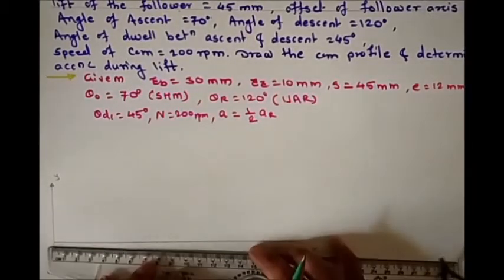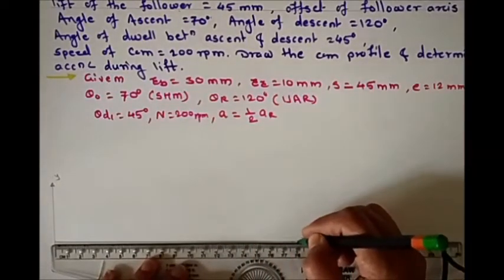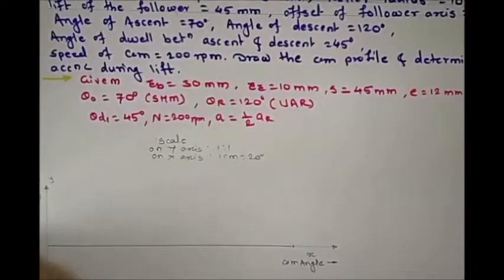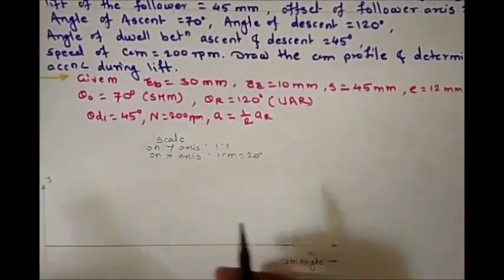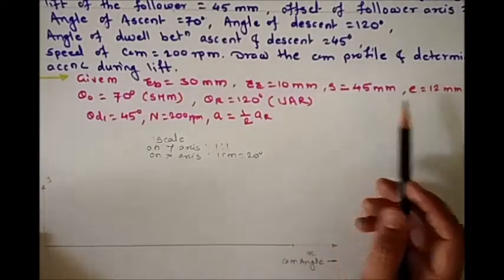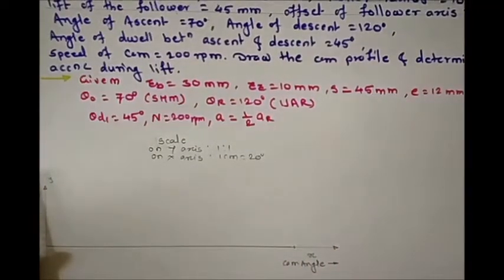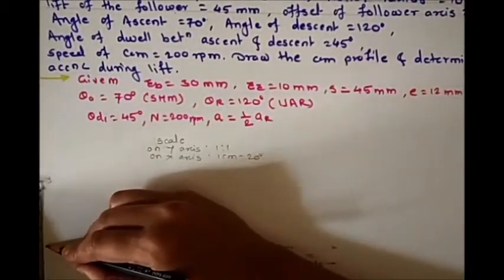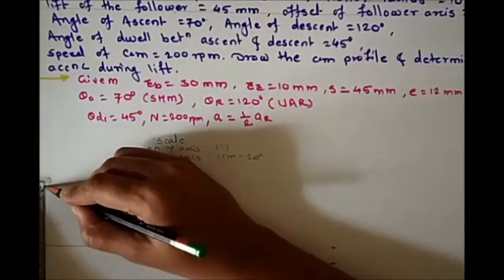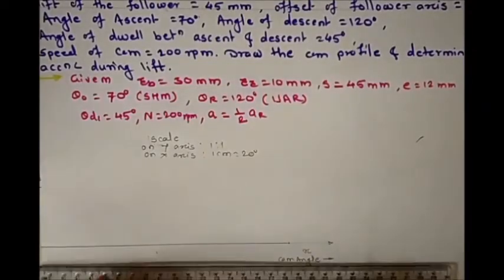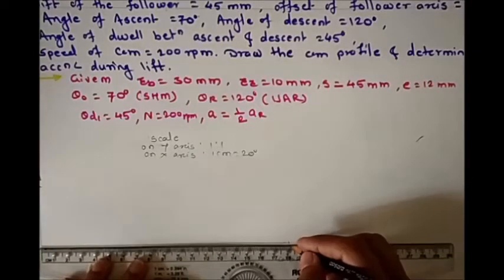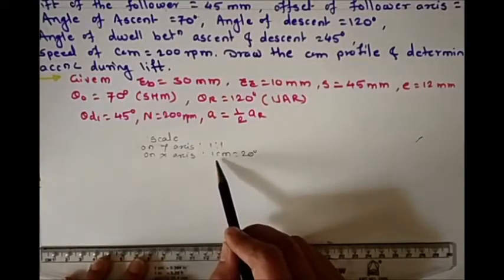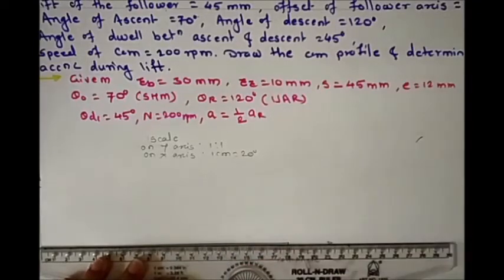On the x axis we are going to take the cam angle. For one rotation it is 360 degree, and on the y axis we take the stroke. The scale on the y axis is 1:1 because the stroke length is given as 45 mm, so it is 4.5 centimeter. Let's mark that much distance on the y axis, and on the x axis 360 degree is 18 centimeter, because we are taking 1 centimeter equal to 20 degree.